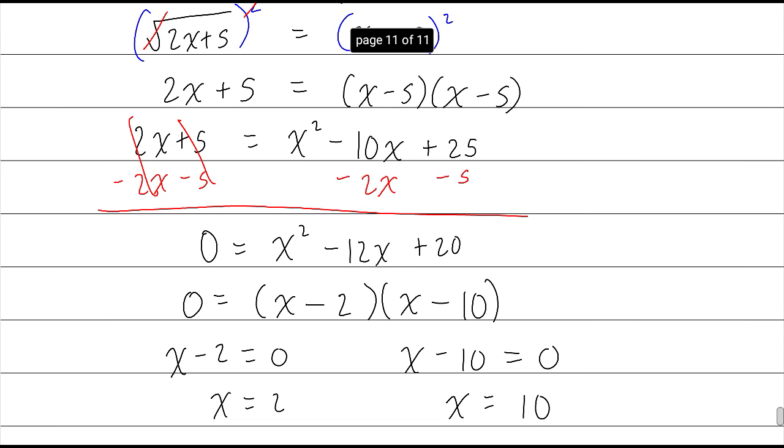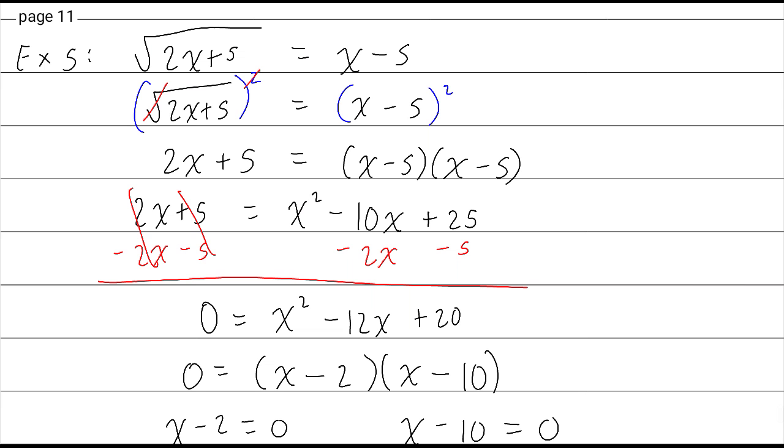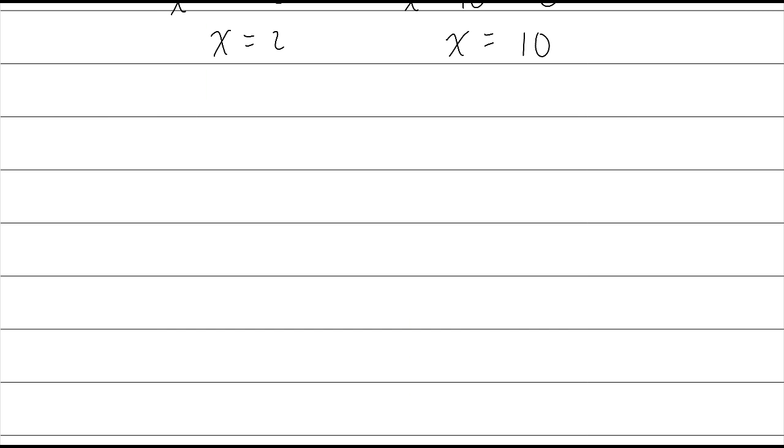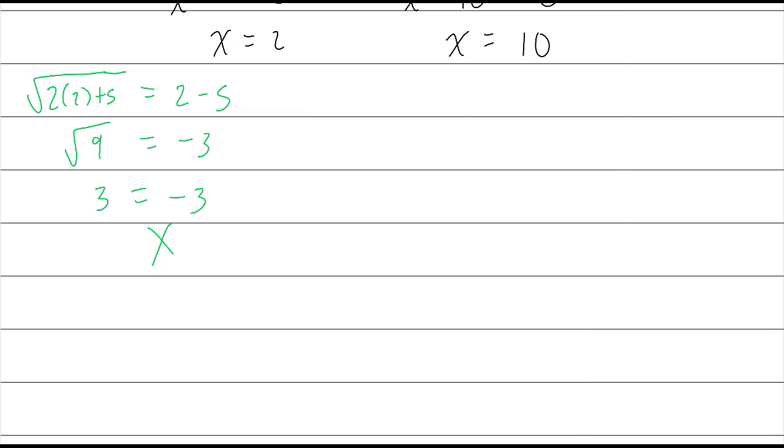Okay, so our original equation, square root of 2x plus 5 equals x minus 5. I'll go plug them both in. The square root of 2 times 2 plus 5 equals 2 minus 5. It's going to be 4 plus 5 is 9. Square root of 9 equals negative 3. 3 equals negative 3. No good. Okay, so I will say that 2 is not a solution.